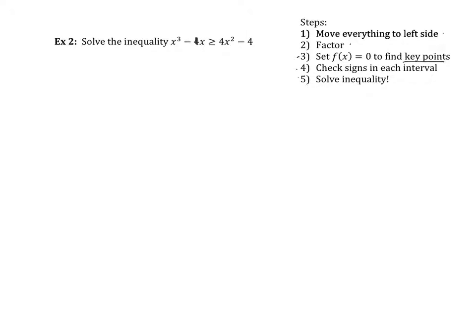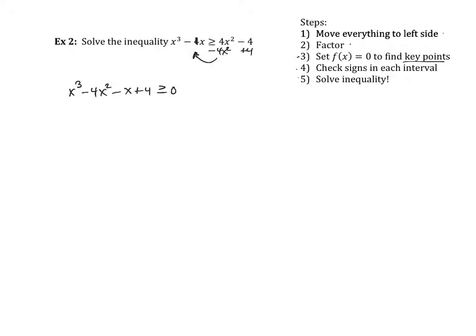Okay, so I'm going to move everything over to the other side. So subtract 4x squared, bring that over, and add 4 to both sides. So I've got x cubed minus 4x squared minus x plus 4 is greater than or equal to 0.